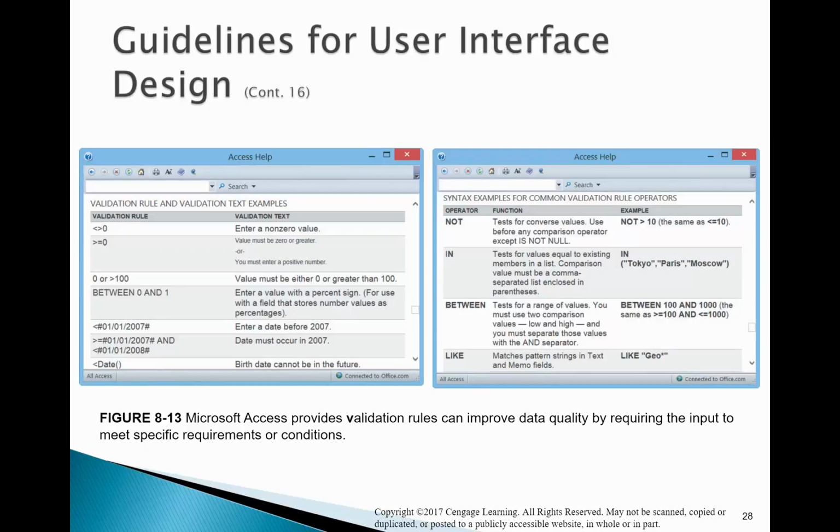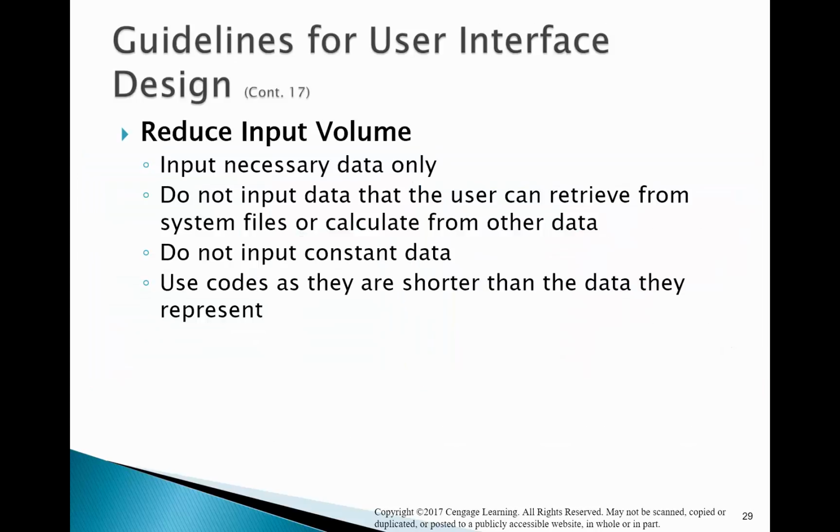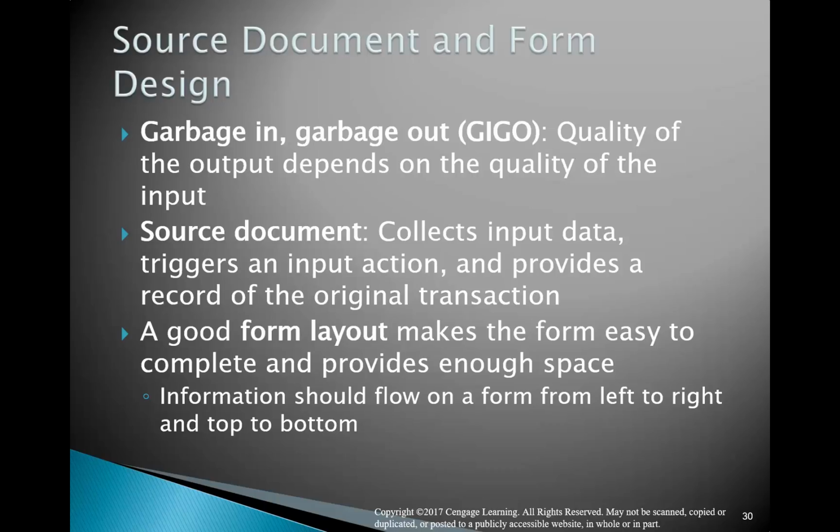So the guidelines for this, you're trying to reduce the input volume. Constant data doesn't need to be put over and over and over again. If you're working on students to enter into the system today, and this is the year 2017, then 2017 is defaulted. No sense in having people type 2017 every time. So you can have that defaulted, and then if somebody wants to change it, I don't know why they would for today's date, but if they wanted to change that, you can change that right there.